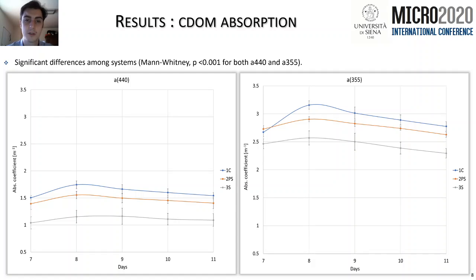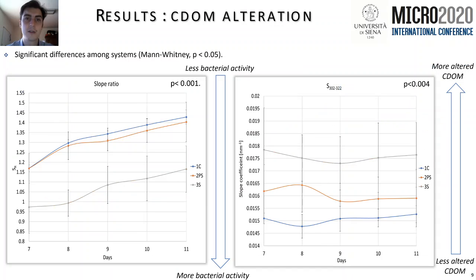Control in the first position, followed by microplastics and silica, probably related to the fact that control was the least altered system, while silica was the most altered one. This is confirmed by slope ratio and the slope coefficient. Starting from slope ratio, both control and microplastics exhibited similar trend and values, while silica was different and much lower. According to the slope ratio definition, silica was the system with the highest bacterial activity.